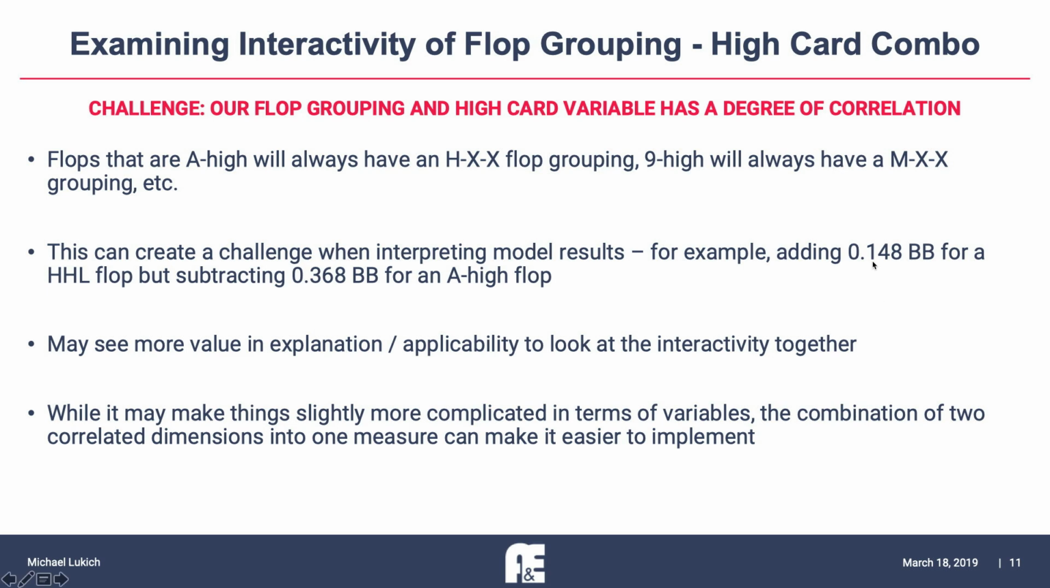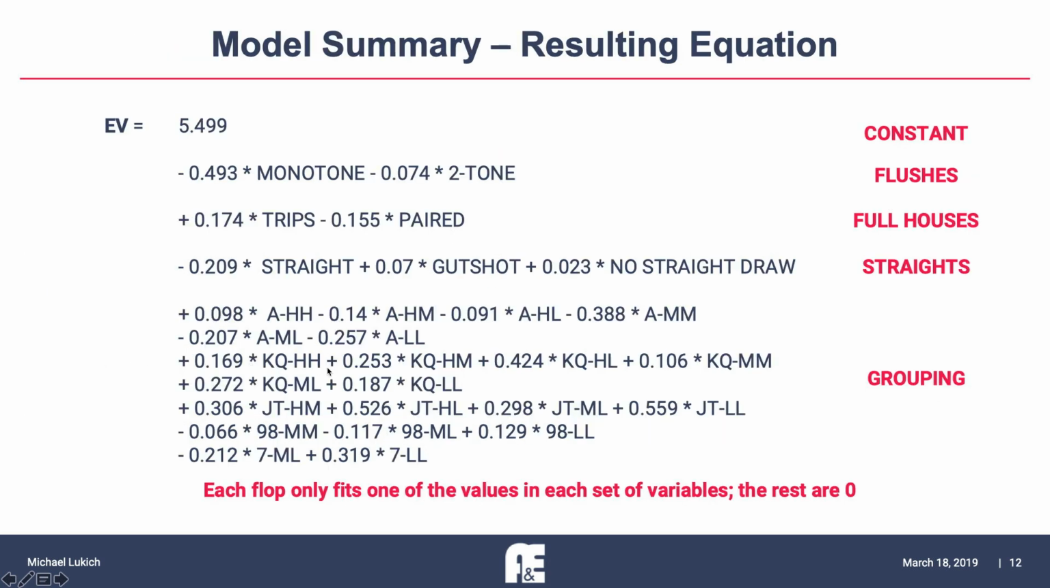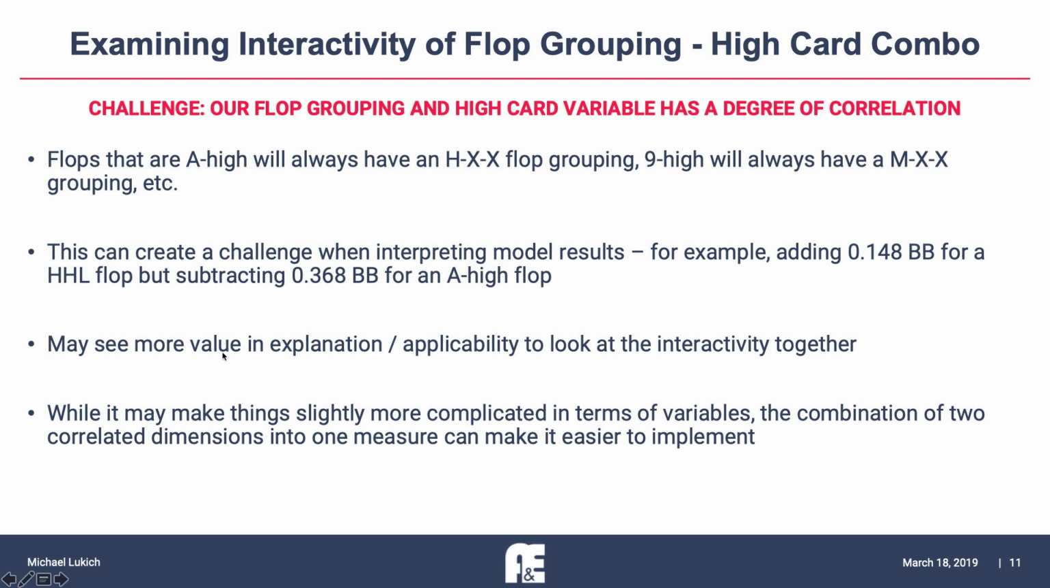For example, in that first model, on high low flops we're saying these are favorable for us, so we're going to add 0.148 big blinds. But the ace high flops are actually somewhat unfavorable for us, so we're going to subtract 0.368 big blinds. And that's hard to implement, because now I have to remember that a high low flop is favorable, but an ace high flop is not favorable, and actually do the math and look at those two together. So I figured that I might see more value in actually looking at that interactivity together.